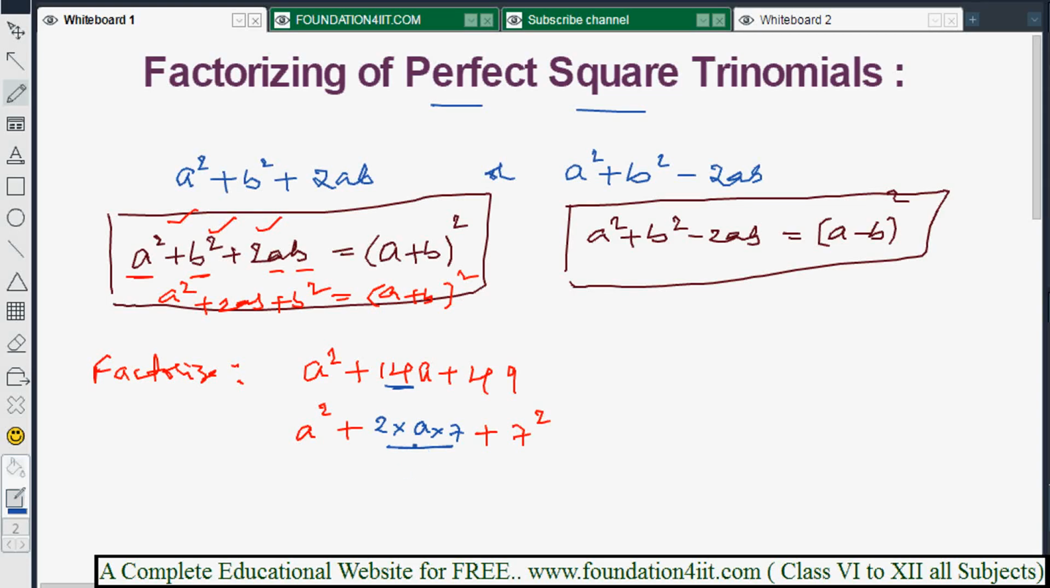So indirectly we can write it in a square plus 2ab plus b square format. Now this is nothing but a plus b whole square. In the place of a, a is there, and in the place of b, 7. Now this is a plus 7 whole square. If any number is squared, you can write it 2 times. So a plus 7 into a plus 7, the product of two polynomials, which is factorization, as we already know. So a square plus 14a plus 49 equals a plus 7 into a plus 7. Okay, this is one. Let's see some other questions.